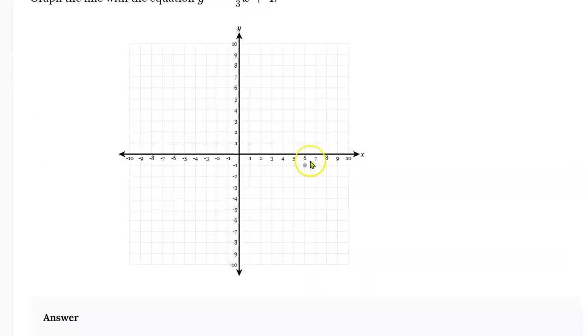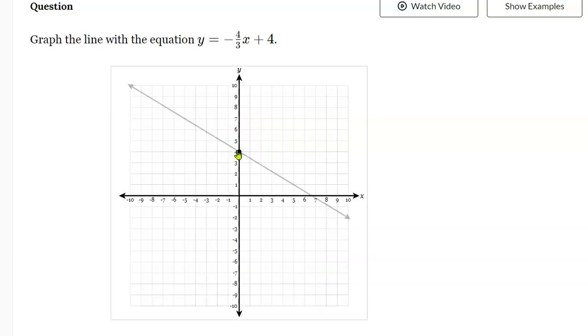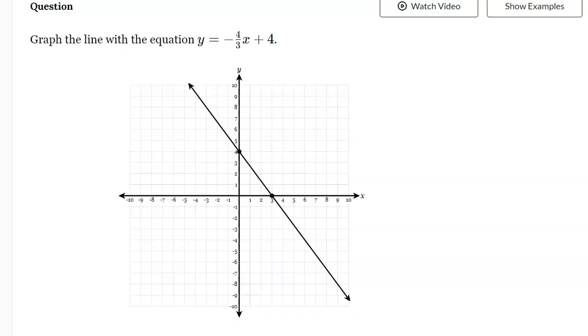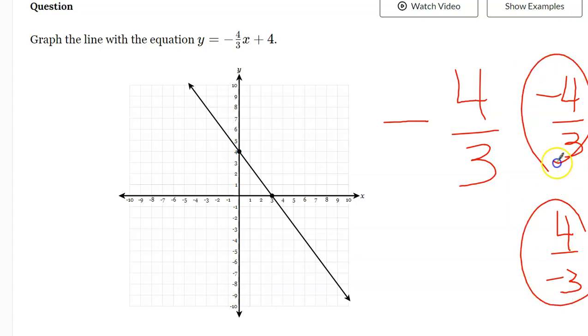One last time. This one has a y-intercept of positive 4. Click. It has a slope of negative 4 and then positive 3. You don't get to use this negative sign twice. You either give it to the 4 or you give it to the 3, but you can't give it to both.